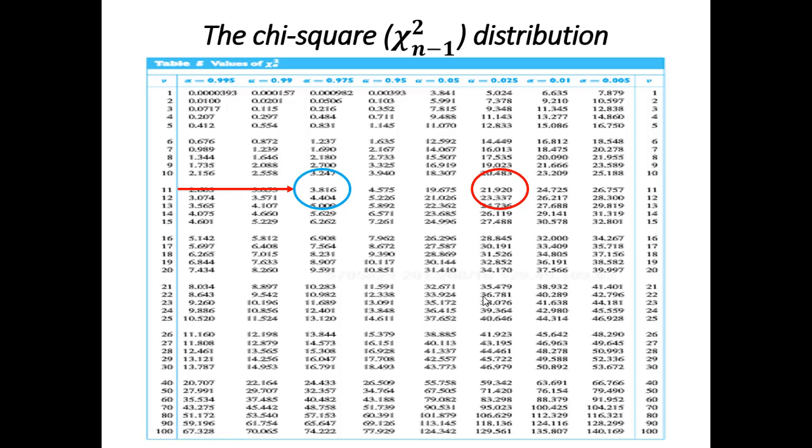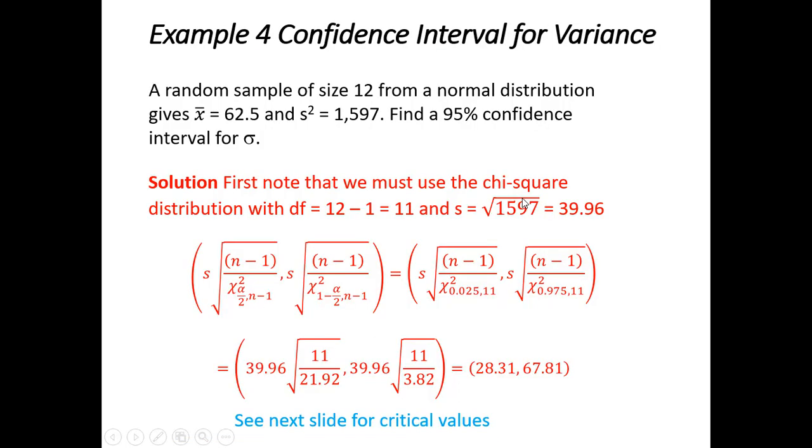So if I have 0.025 in the right tail, degrees of freedom is 11, the value that I would get would be here in my red circle, 21.92. You can see that's the value we have down here in the denominator. Notice this larger value in the denominator will end up giving us a smaller overall value, so this will be our lower bound for the confidence interval.